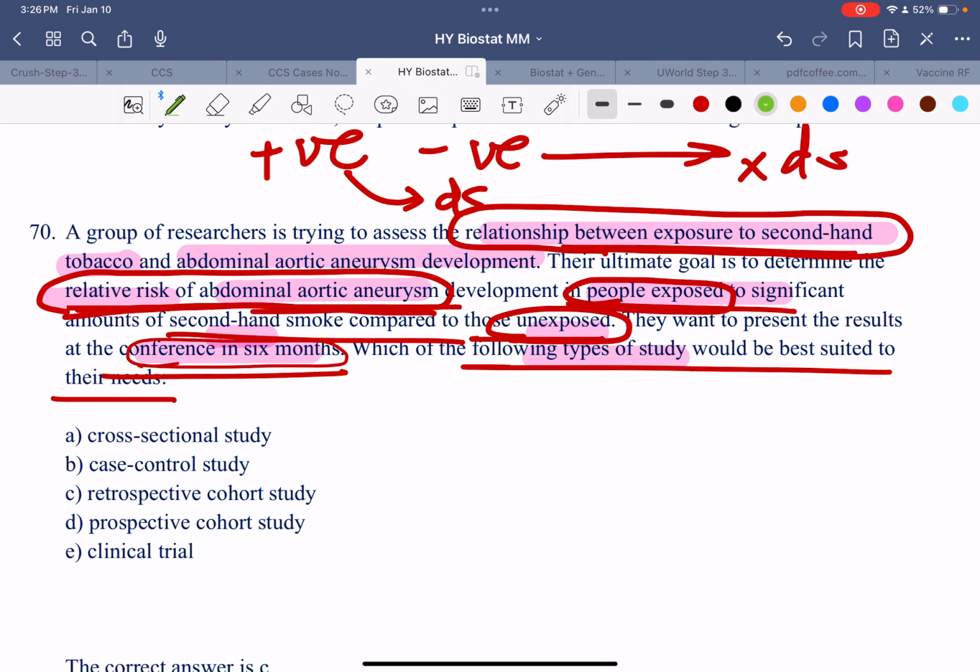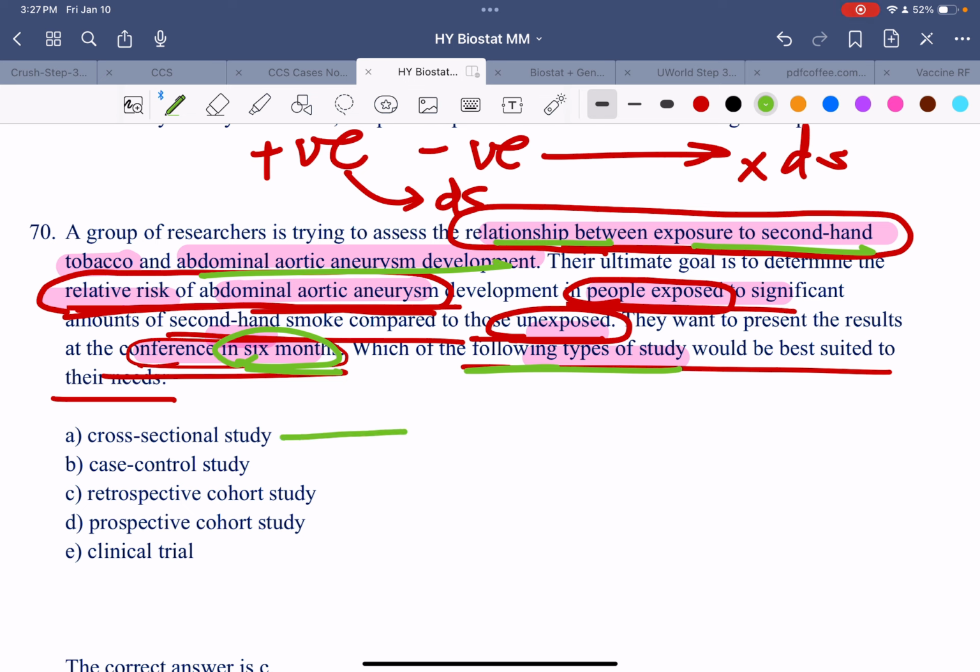Question number 70. A group of researchers is trying to assess the relationship between exposure to secondhand tobacco and abdominal aortic aneurysm development. The ultimate goal is to determine the relative risk of abdominal aortic aneurysm development in people exposed to significant amounts of secondhand smoke, and then they are going to compare it to the unexposed. They want to present the results at a conference in 6 months. That's the keyword, that okay, they only have a limited amount of time. What's the type of study that's going to help them get in the results in a significant amount of time and establish the relationship between the exposure and the disease development?